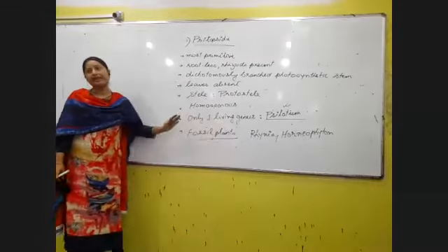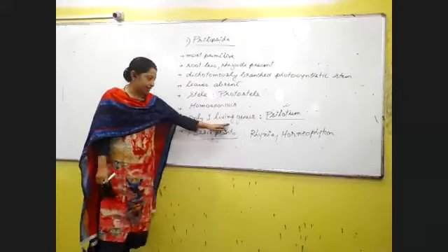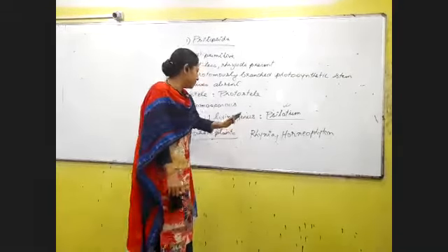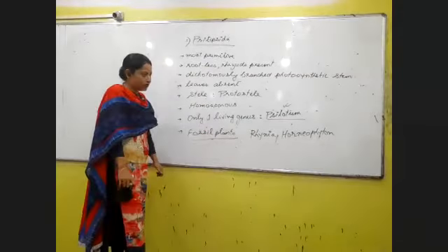Only one living genus in this class, the other plants are fossils, right? Just one of them is living, that is Psilotum. Next, we have certain types of fossil plants also in this group, Rhynia and Horneophyton.